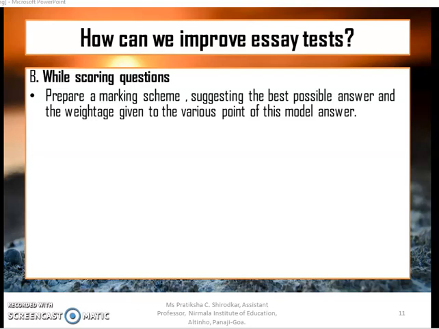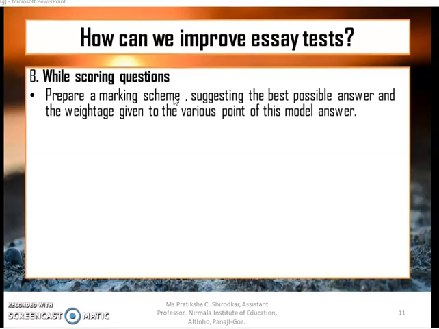Hello everyone, welcome back. Let us continue our discussion on how we can improve essay tests. So the first part was while framing questions, the second is while scoring questions. While scoring an essay question, prepare a marking scheme suggesting the best possible answer and the weightage given to the various points of this model answer. We'll learn what exactly a marking scheme is in our coming videos.